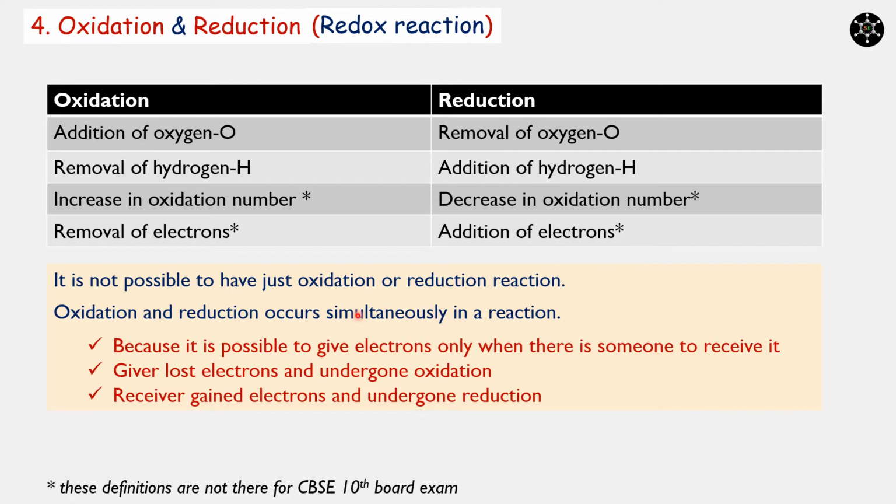So, oxidation and reduction occur simultaneously in a reaction. So, we can call the reaction a redox reaction, where the first 3 letters of the name indicate reduction and the last 2 letters of the name indicate oxidation.